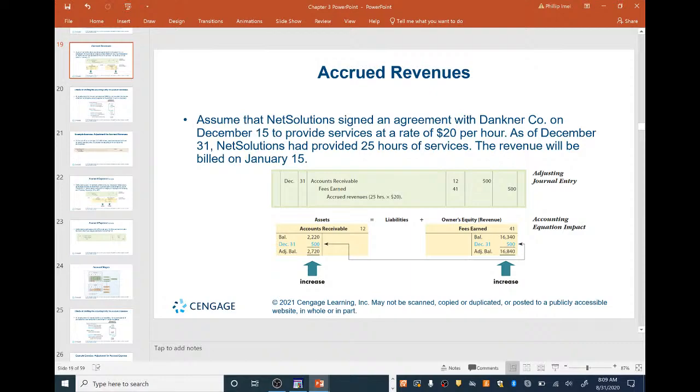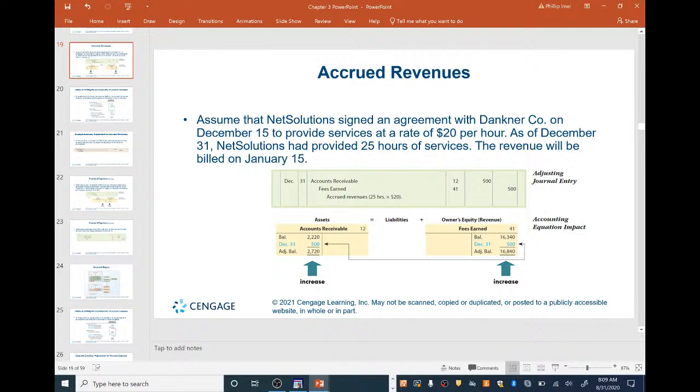So now we know that they provided this service, right? Net Solutions provided this service for Danker Company, but Danker has yet to pay for the services that Net Solutions provided. So at December 31st, which if you notice here, December 31st is the end of an accounting period, the end of a year, right? The last day of the calendar year.